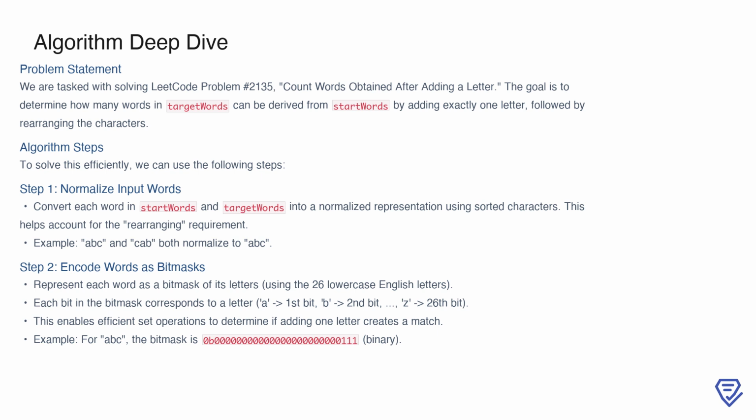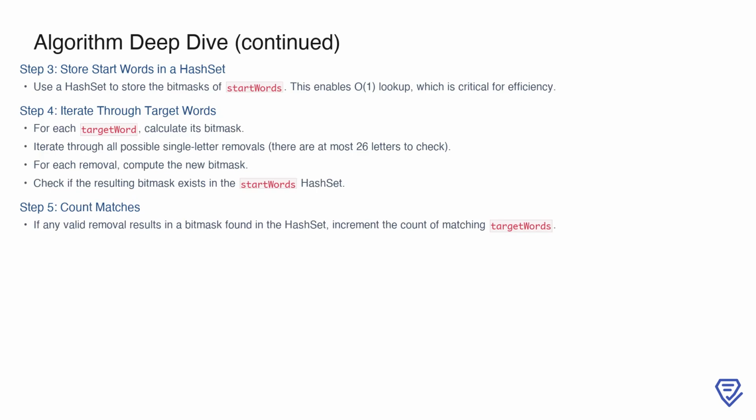Next, we encode these words as bitmasks, where each letter corresponds to a specific bit in a 26-bit integer. For instance, the word ABC is represented by a bitmask where the first 3 bits are set to 1, simplifying letter-based operations. This encoding is not just compact but also lays the foundation for efficient word transformations later in the algorithm. To proceed, we store the bitmasks of all start words into a hash set.